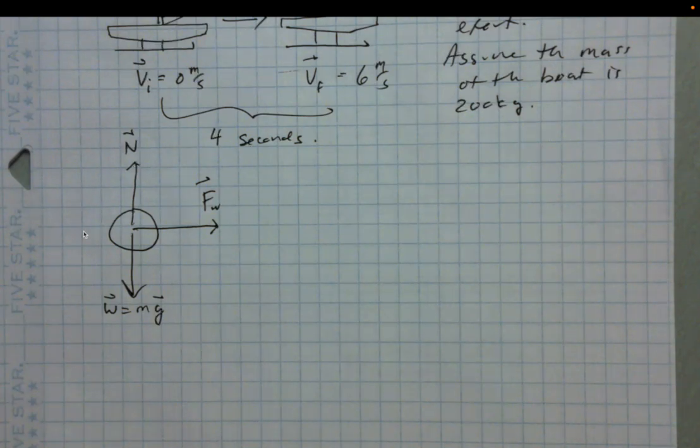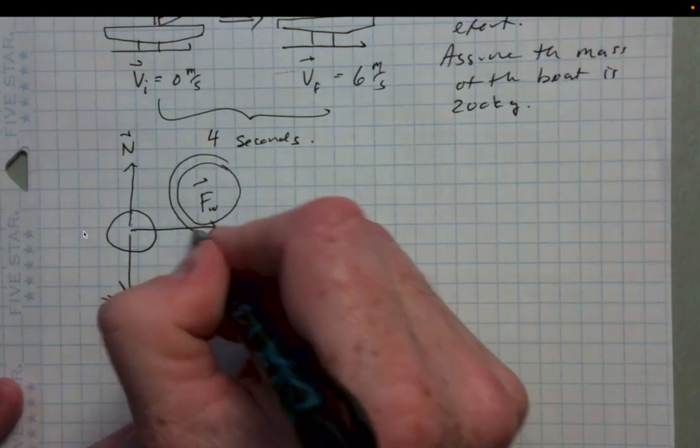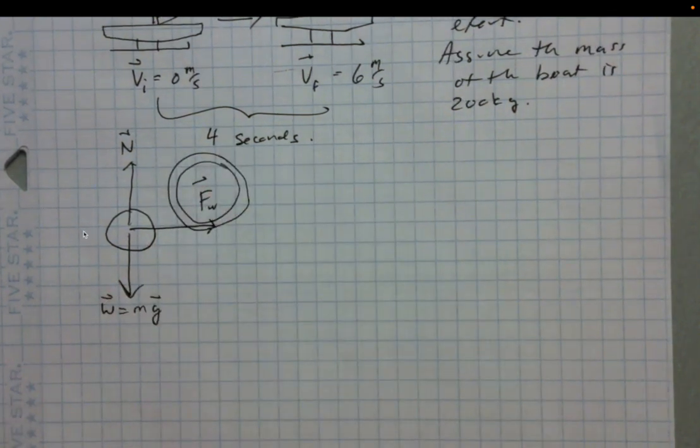There are no other additional forces being exerted on the body. So the y coordinates here are in equilibrium, so they're not really needed. The normal force and the weight of the boat are in equilibrium. So really what we're trying to figure out is, what is this force due to the wind?